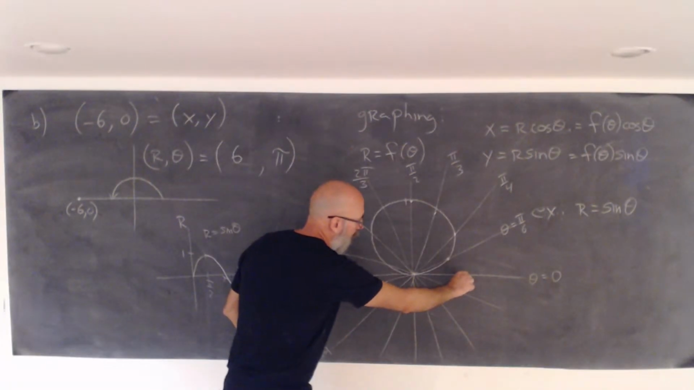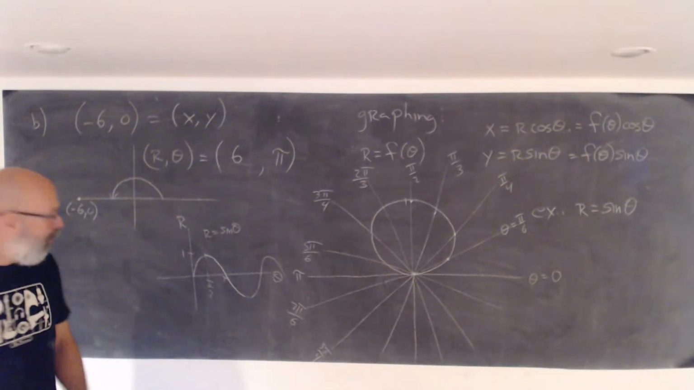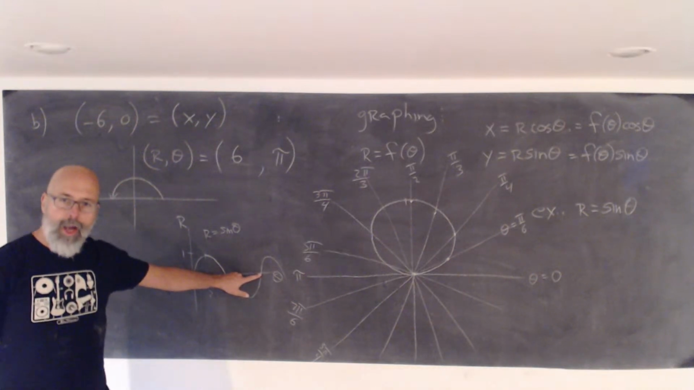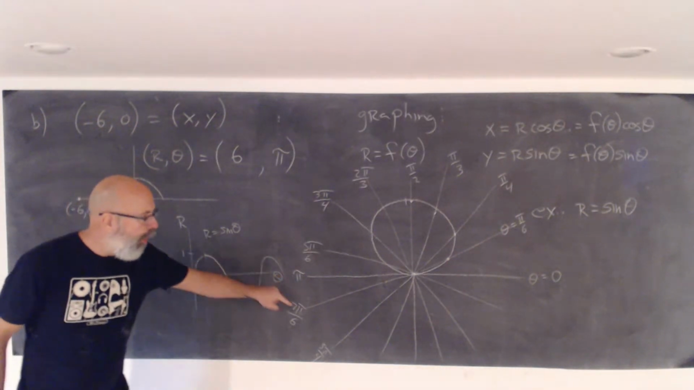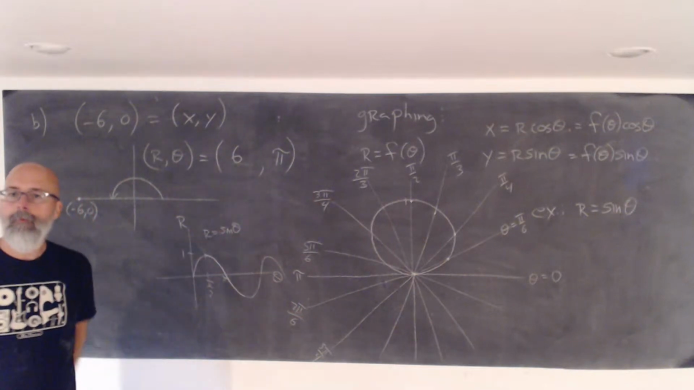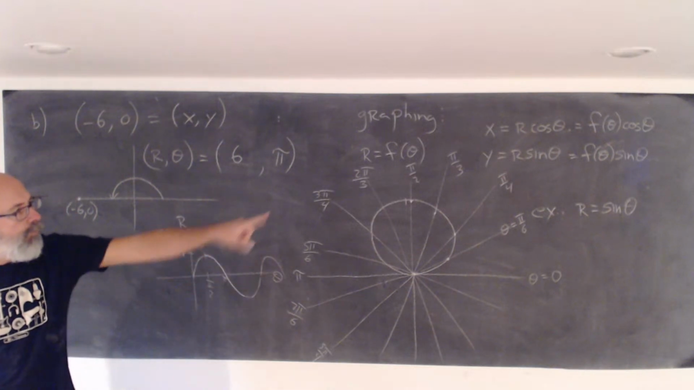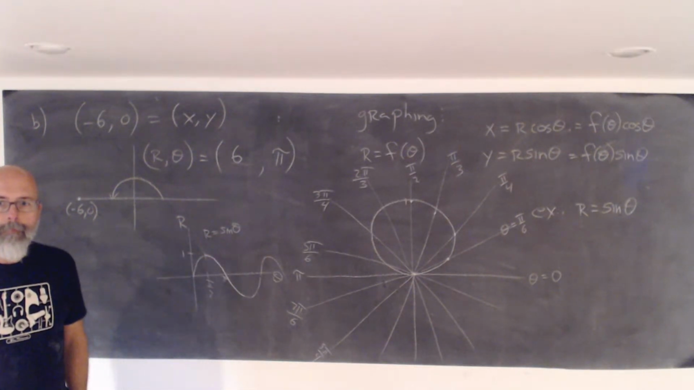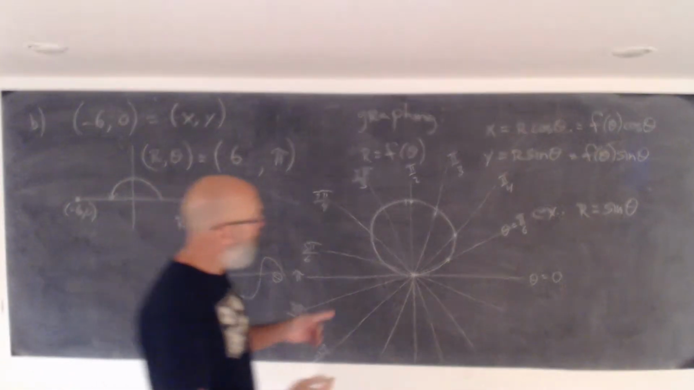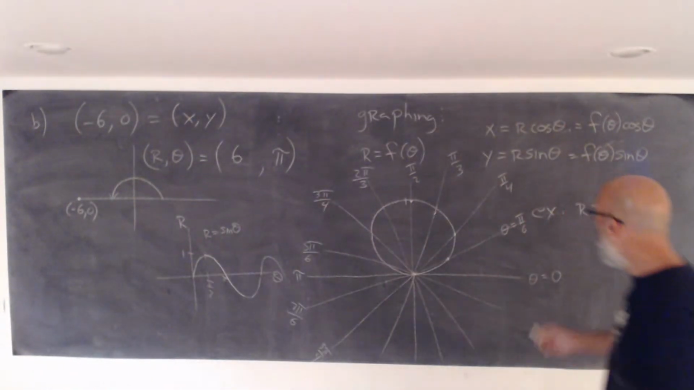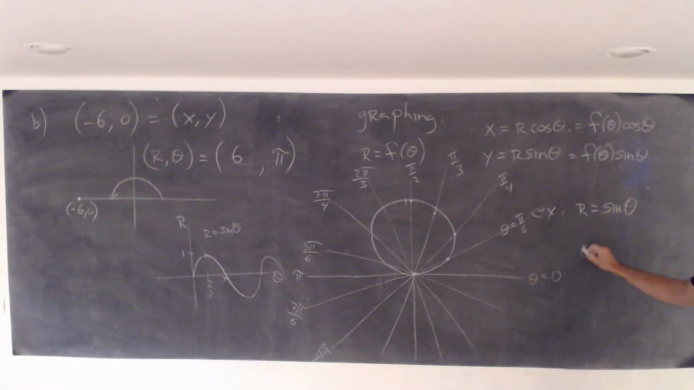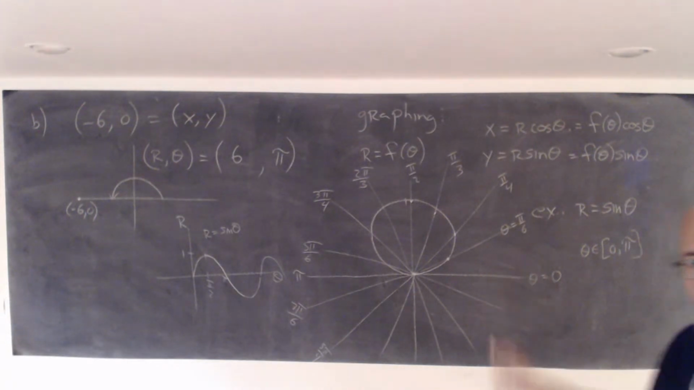upon itself until you get to 2 pi, and then what happens at 2 pi? You start over again. There it is. This is the graph of r equals sine theta. And all you needed to graph this was theta between 0 and pi. Anything outside of that just overlaps on itself.